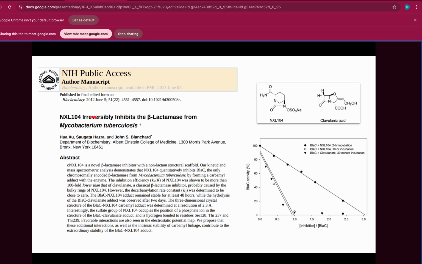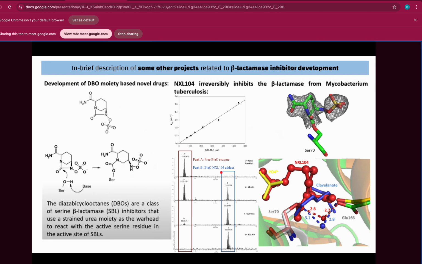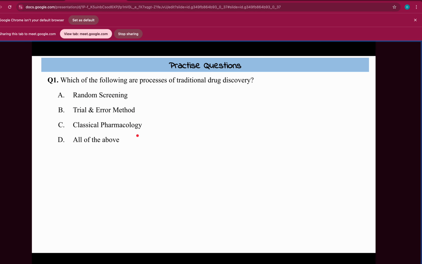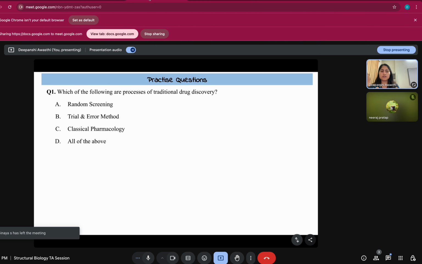And this is the paper from where I have obtained these figures. So if you are interested, you can go through this paper, in which they have mentioned in detail how this NXL104 is binding to beta lactamase. Yeah, so with this we are at the end of this topic. Now we will go through a few MCQs.